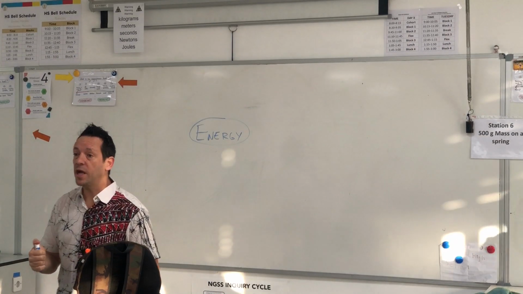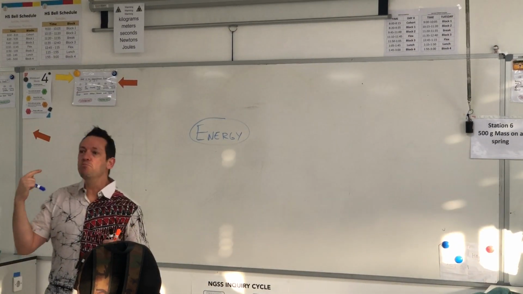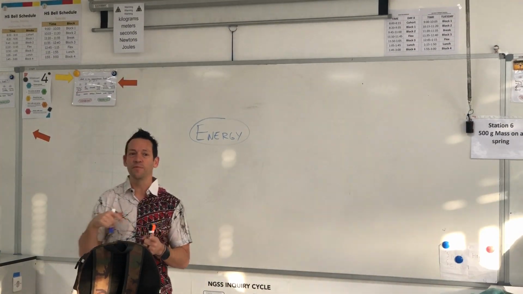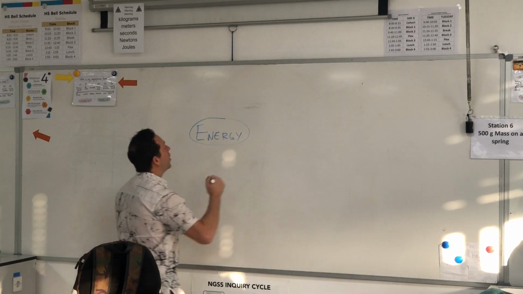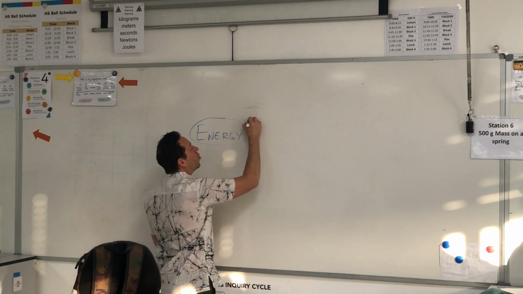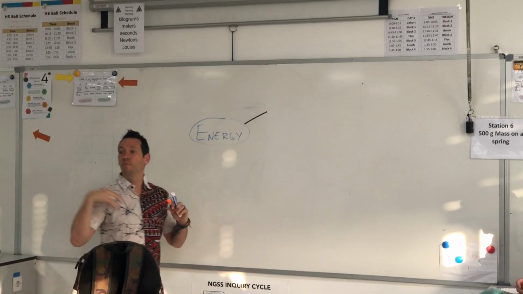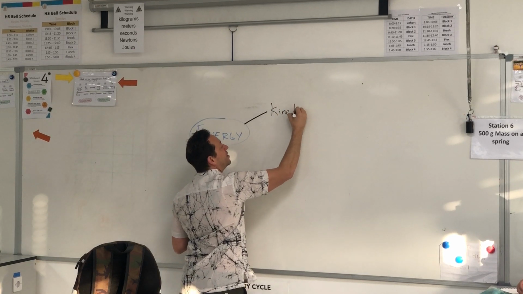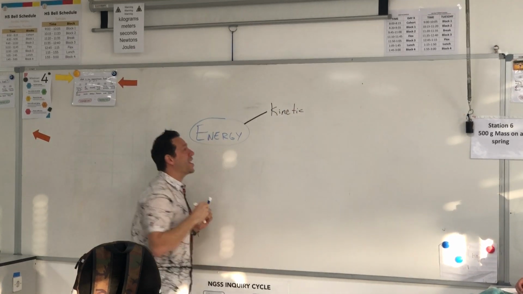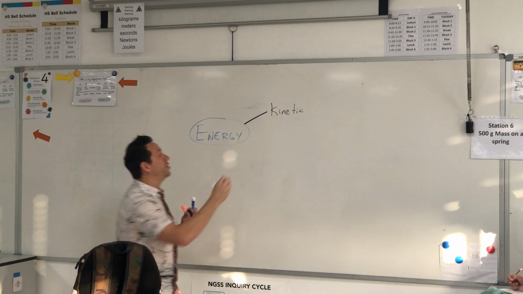Energy. Somebody had energy of movement, and then other people called it something else. What is the energy of movement? Kinetic energy. Awesome. So that's going to be a big one that we look at a lot, because we're interested in things moving in physics. This is going to be kinetic. And kinetic energy is the energy of movement.